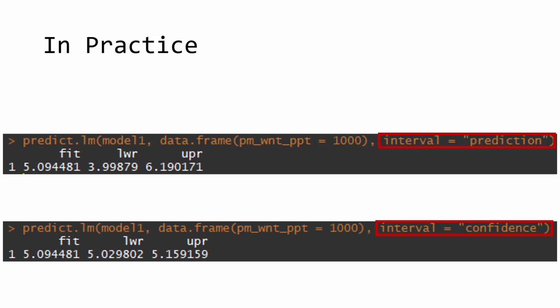Then for comparison's sake, we also ask it for the confidence interval at x star equals 1000. Note how everything else is the same, except we switch the interval argument to confidence. The result is printed on the next line. Note how much narrower the interval is. We haven't switched the confidence level for this. It's still 95%, but remember that the confidence interval will always be narrower than the prediction interval.